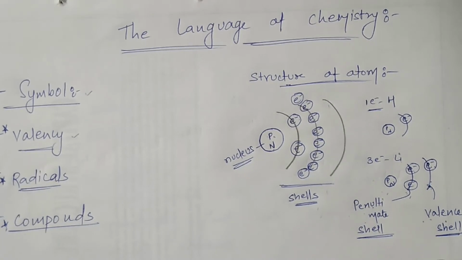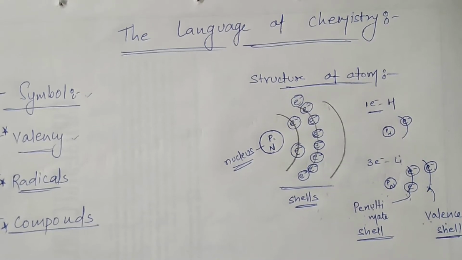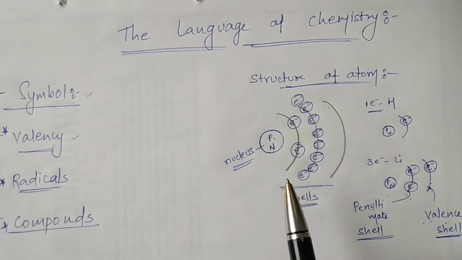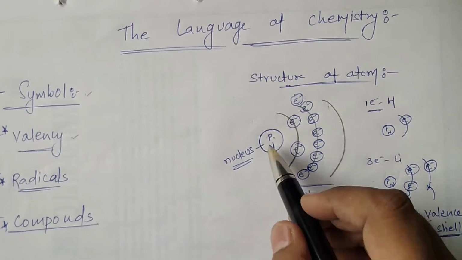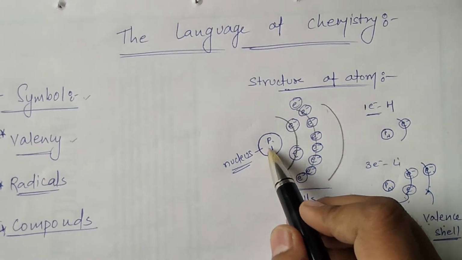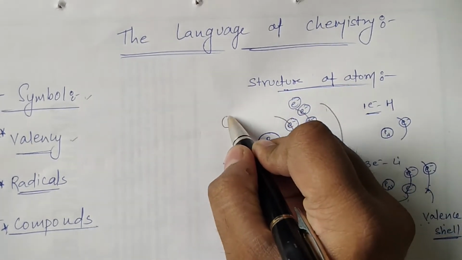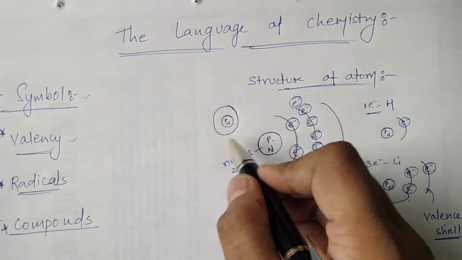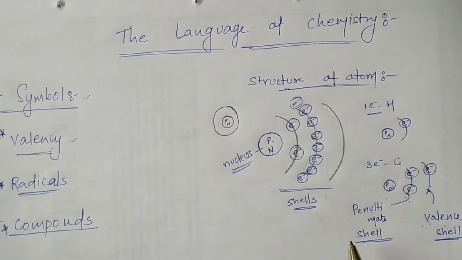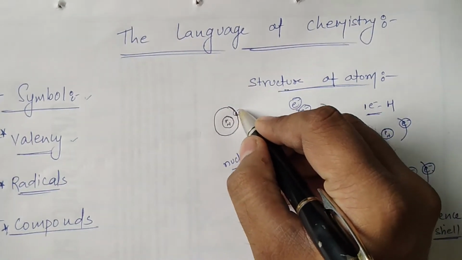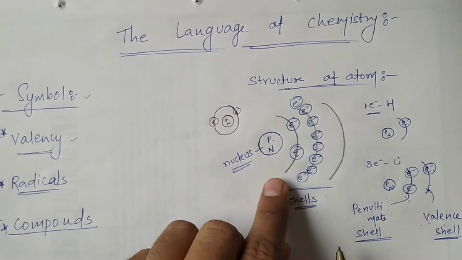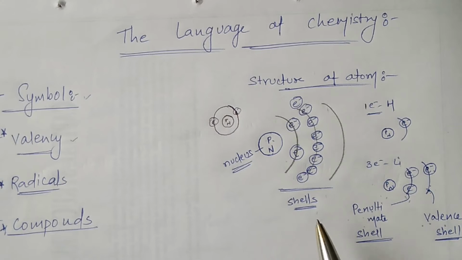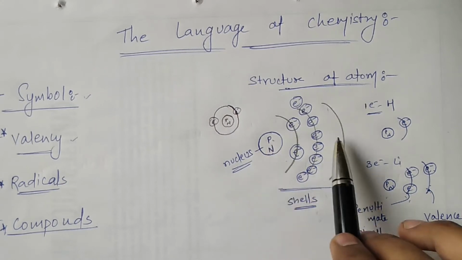Once you understand a little bit about the structure of atom, the rest of the things become easier to understand. See, to understand the structure of atom, we are very clear that in the center we have the nucleus, which contains protons and neutrons, and there are shells which surround the atom, in which the electrons reside like this. So to understand the concept, I personally prefer that I draw like this.